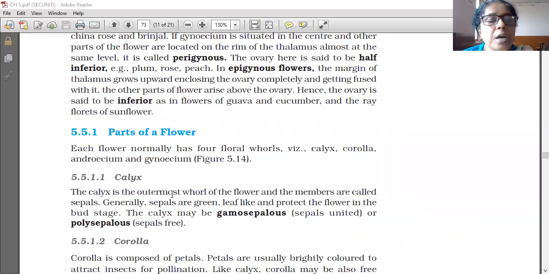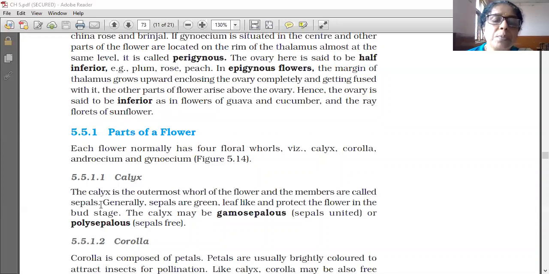The calyx is the outermost whorl of the flower and the members are called sepals. Generally, sepals are green, leaf-like and protect the flower in the bud stage.